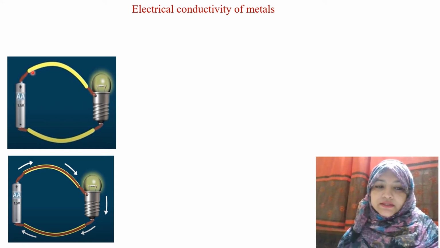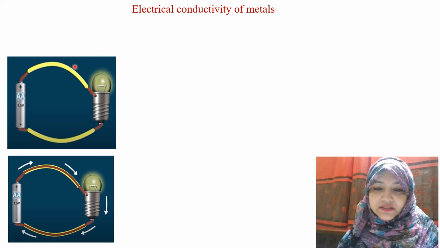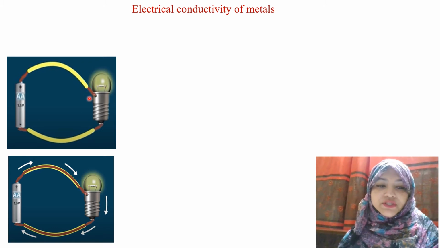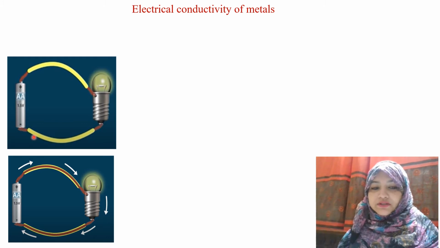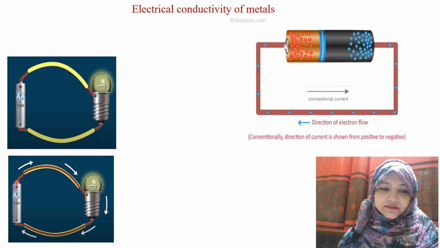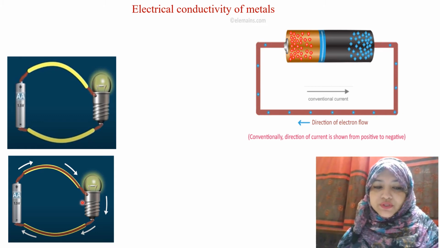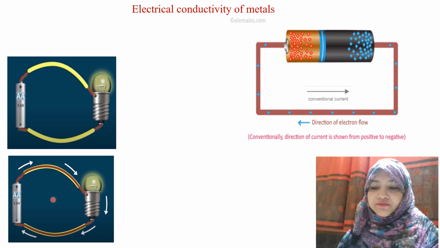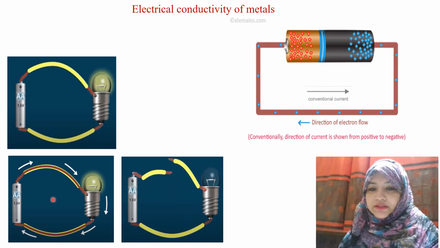Then a flow of electrons is created, and that means there will be a flow of electric current from the positive to the negative end. You can see that these arrow signs show the flow of electricity. This is exactly opposite in direction to the flow of electrons, and it will be more clear from this picture.